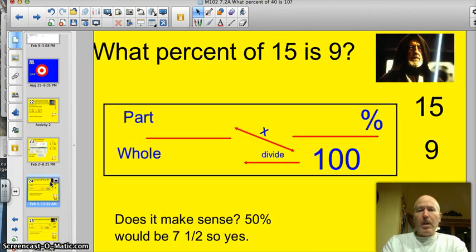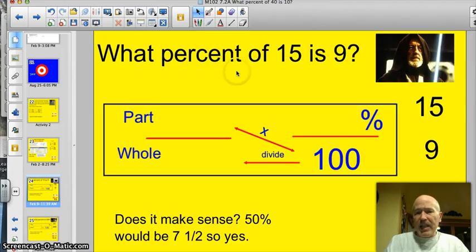All right, here's our first problem of the night. What percent of 15 is 9? All right, well, here's my box. And what's really important is that Luke, use the box.